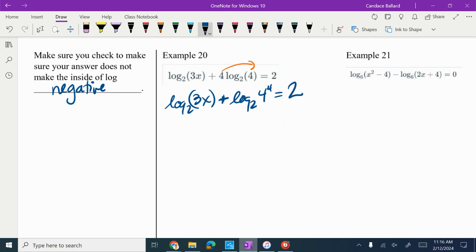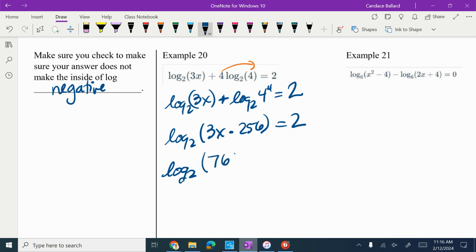What does addition turn into, everybody? Multiplication. So I've got log base 2 of 3x times 4 to the 4th. What's 4 to the 4th? What'd you guys get? 256. At the same step, could I have done the 256 times the 3 all in one line? That's okay. If you're using a calculator, you want to do that, that's fine. Help me out because I didn't do the math. What's 3 times 256? What'd you get? 768x equals 2.